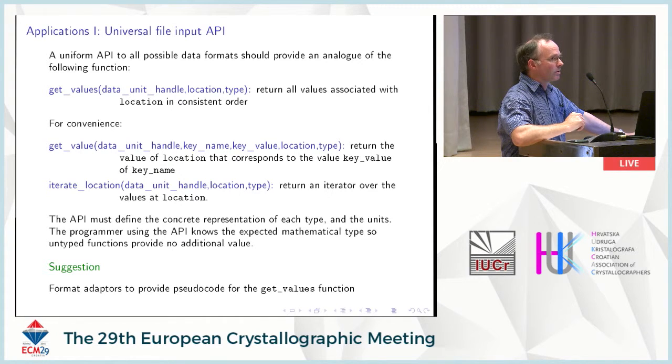And of course, depending on the programming language you're using, you may have to specify the type. You may have to have a type-specific version of this function. And that's all we need. We've got all the values. But of course, for convenience, we're probably going to want to define a few functions like this, for example, an iterator, so that we don't have to get all of the images all at once. This is also a very useful function in terms of just taking the value that corresponds to some other value.